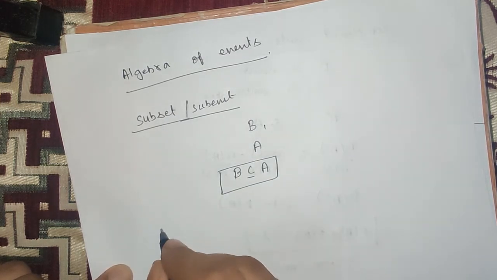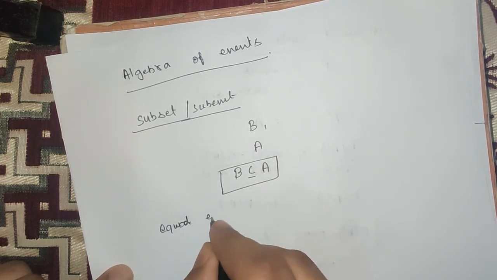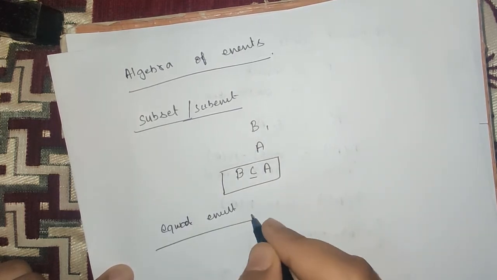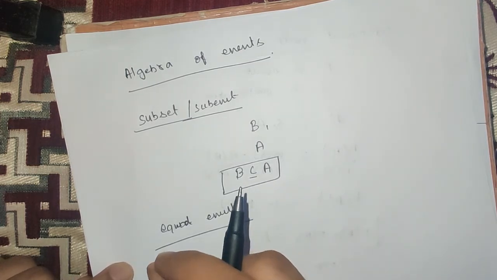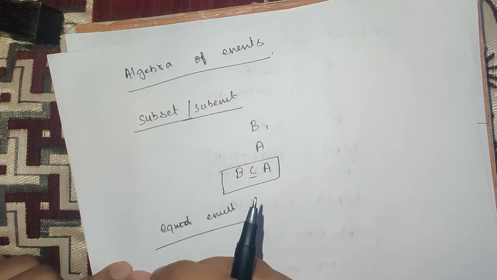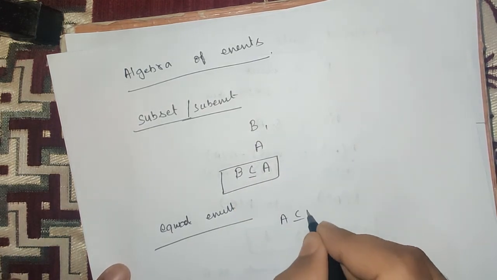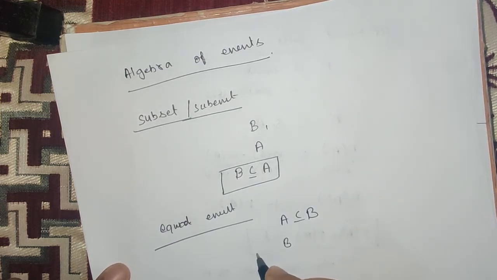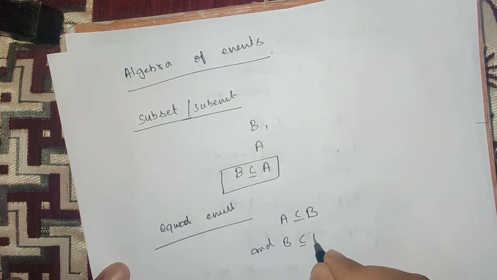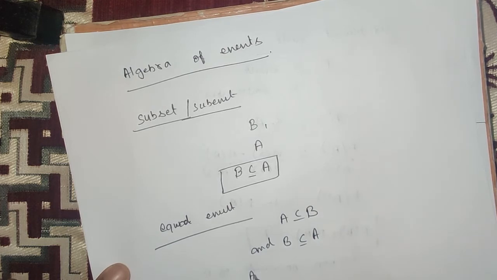Next one is equal event. If occurrence of A implies occurrence of B and vice versa, then it is known as equal event. Like if occurrence of A implies B and occurrence of B implies A, this means it is an equal event. So A equal to B.